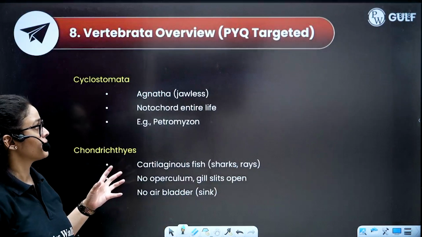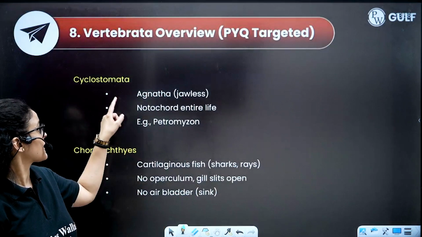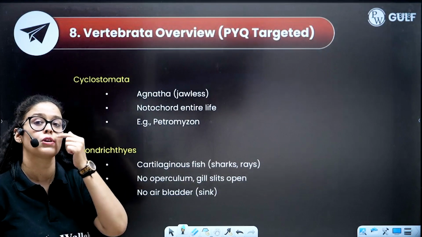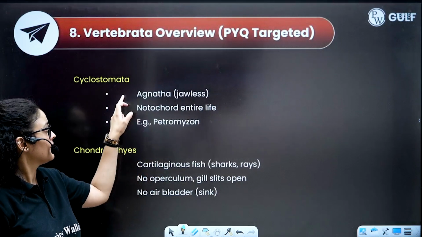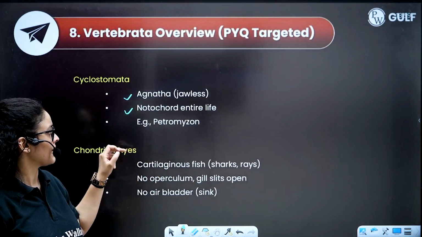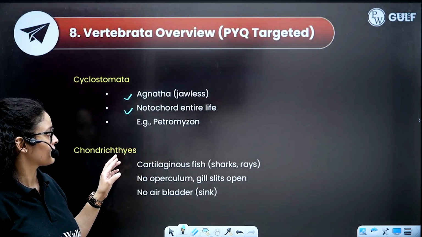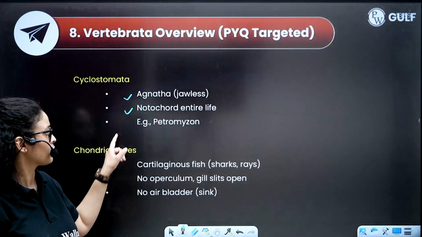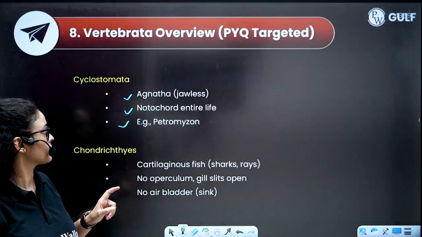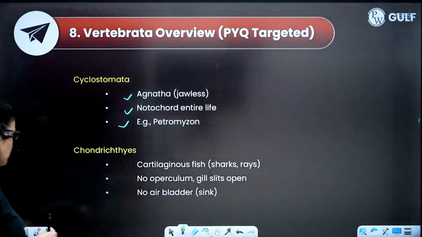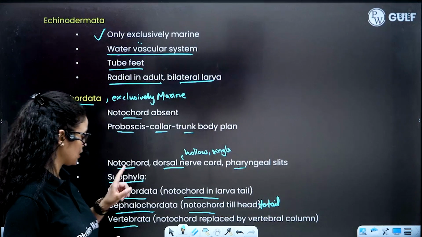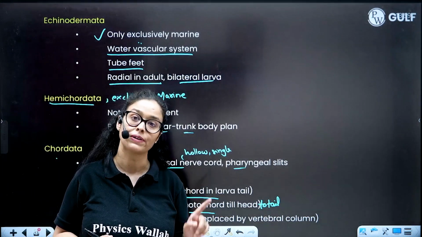Now we'll see the Vertebrata on the basis of previous year questions. Cyclostomata have a circular mouth without jaw, right? So they are Agnatha, and the notochord is present in their entire life. Example is Petromyzon, right? Kids, Urochordata and Cephalochordata are also exclusively marine.